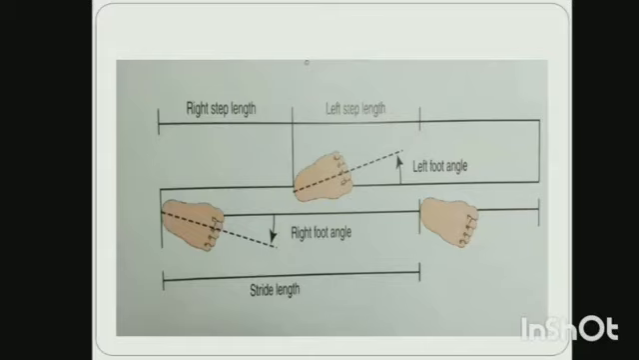And speed of gait is referred to as normal, free and fast. Free speed of gait refers to a person's normal walking speed.